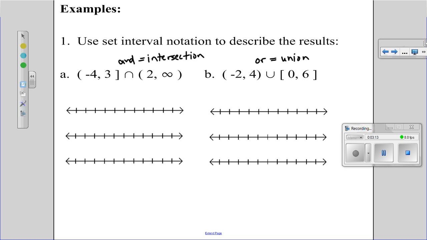So if you want to use number lines to help you, that's the way I like to do these questions. So I'll start off by graphing the first interval from -4 to 3. And at -4 it's open, at 3 it's closed. And that would be graphed as such. Then we have from 2 to infinity. So from 2, including 2, nope, not including 2, it's a round bracket. It's open to infinity.